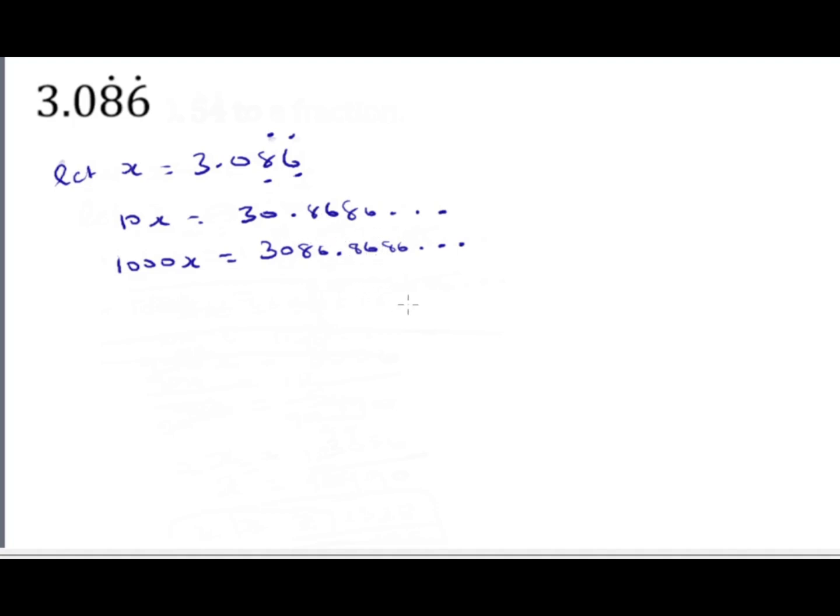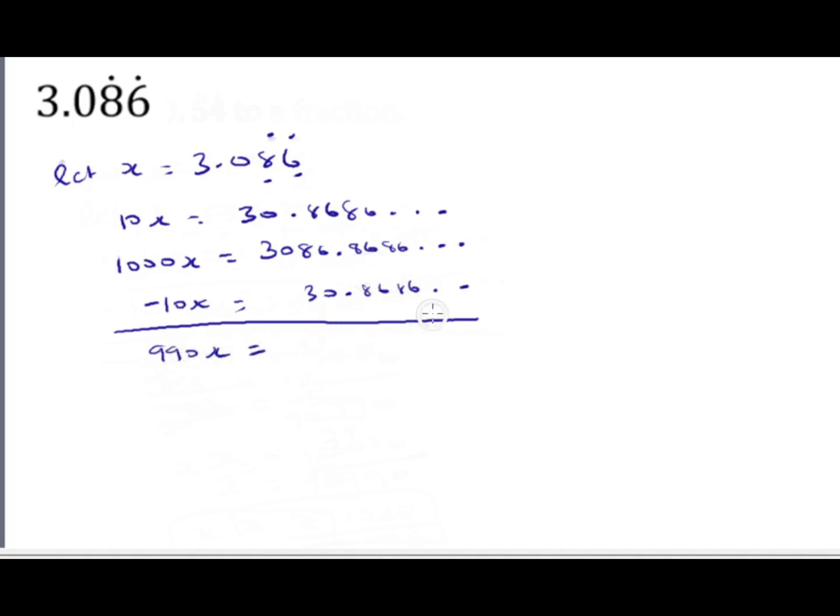Now to get rid of that, we need to subtract these two equations. All right, so let's go ahead and subtract these two equations. So you're going to subtract 10x from 1,000x, minus 10x, and we know that 10x is the same thing as 30.8686, and as you know, it is recurring. Now 1,000x minus 10x, you're left with 990x.